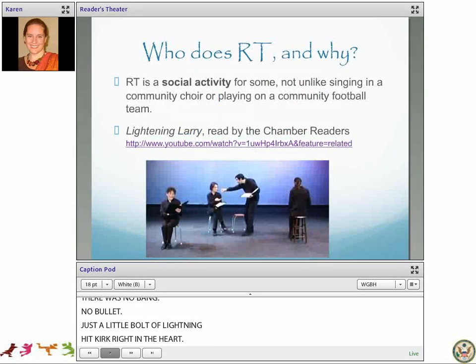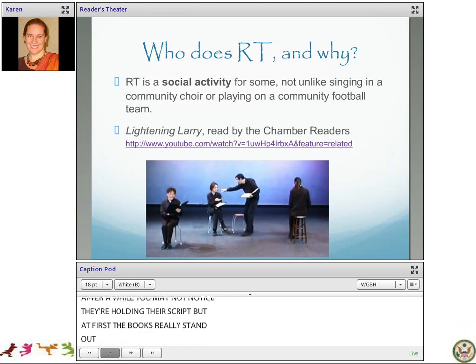So what you can see there are a number of things that identify readers' theater. You may have noticed, for example, that all of the readers are holding their scripts. After a while, you may not even notice that they're holding the scripts, but at first, those books really stand out. They're holding them and reading directly from them. It's clearly not the first time they've read through those scripts, but they continue to use them because they contain cues to how they want to deliver those lines.